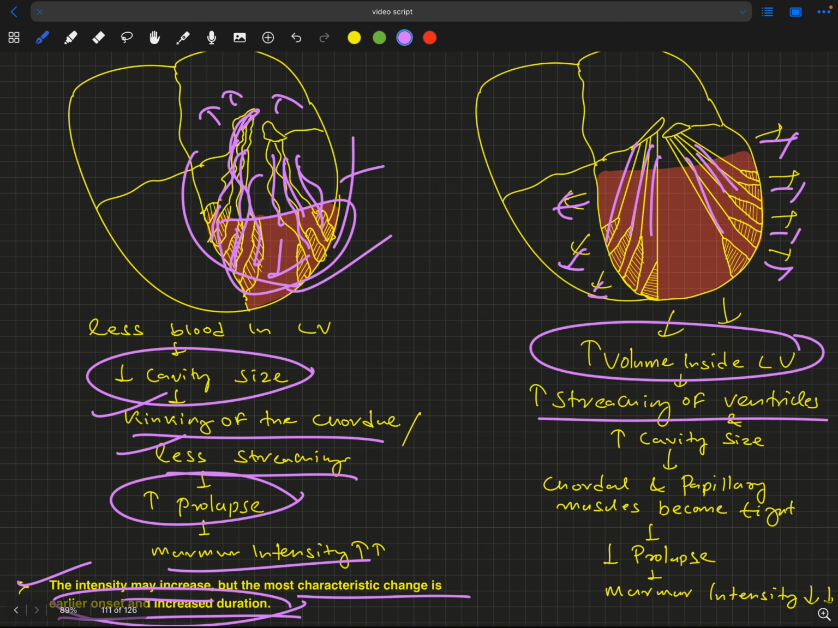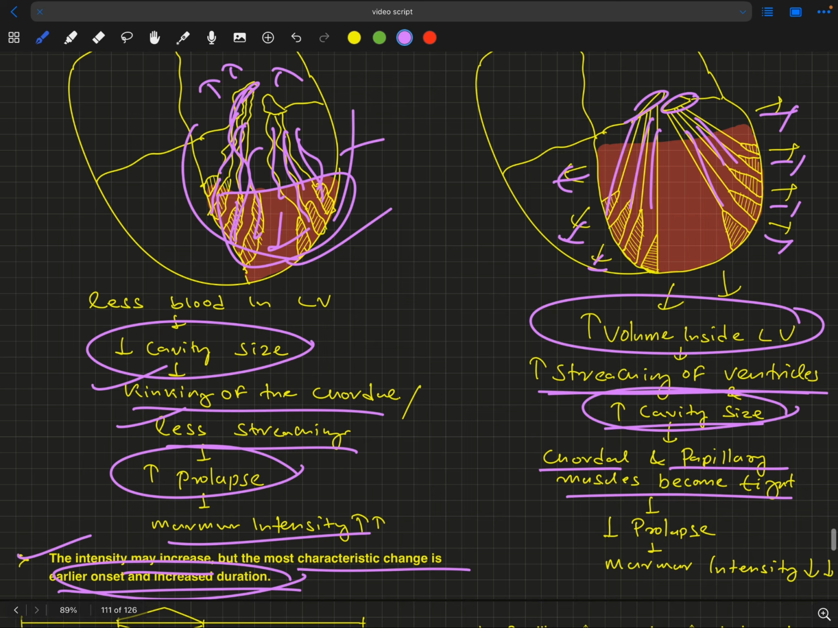When there is more blood inside the left ventricle, there will be increased stretching of the ventricle, and the cavity size is increasing. The chordae and papillary muscle become tight, so the mitral leaflets also become tight. So it will be less likely to prolapse when the ventricle contracts now. So prolapse is decreased, and the murmur intensity is decreased.